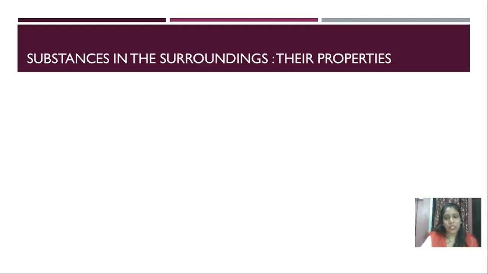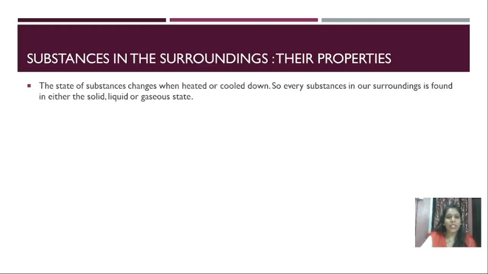So here we come on our today's topic, substances in the surroundings and their properties. The state of substances changes when heated or cooled down. So every substance in our surroundings is found in either the solid, liquid or gaseous state. We just now saw an experiment of wax. So when it was heated, the solid state changed into the liquid state. So you know that whenever any substance is heated or it is cooled down, the state of their substances changes.